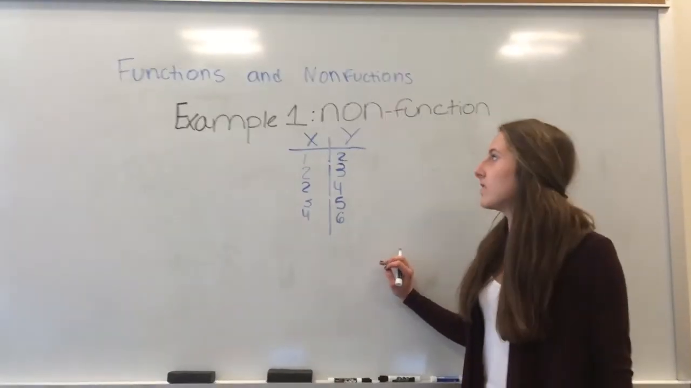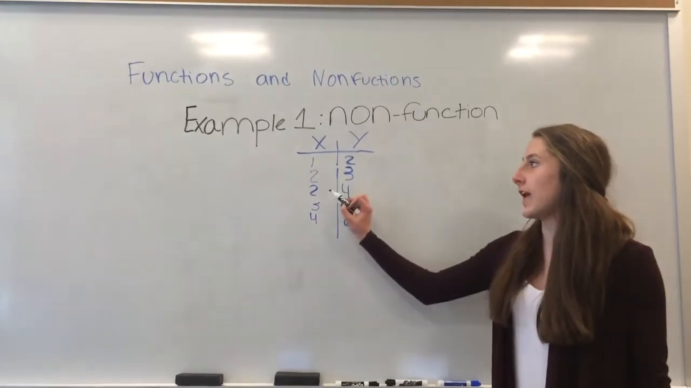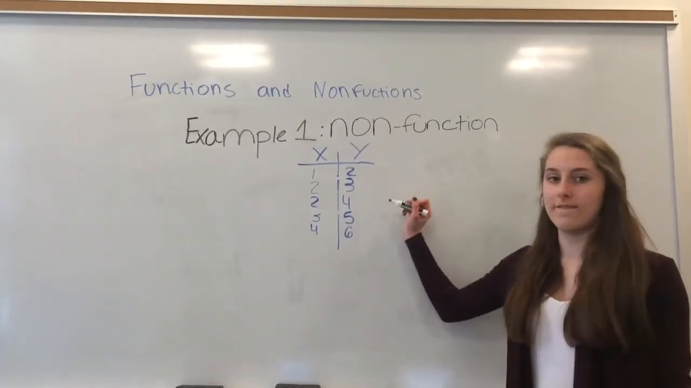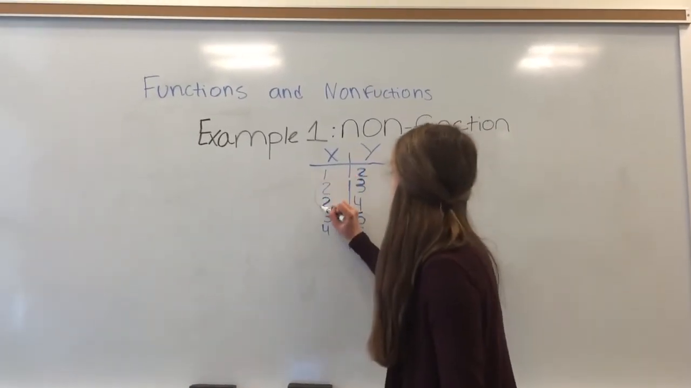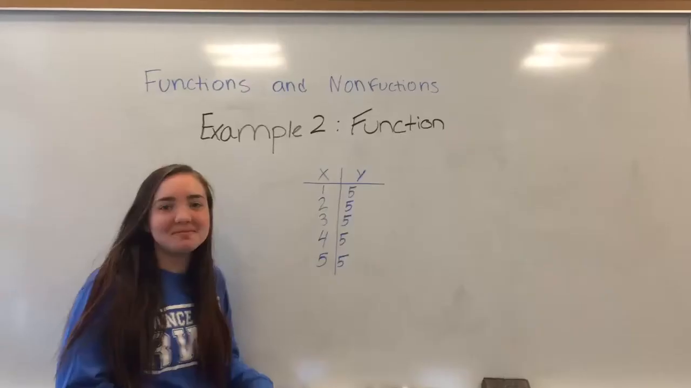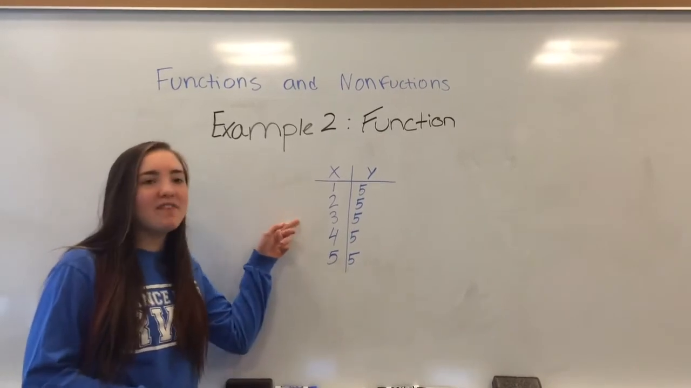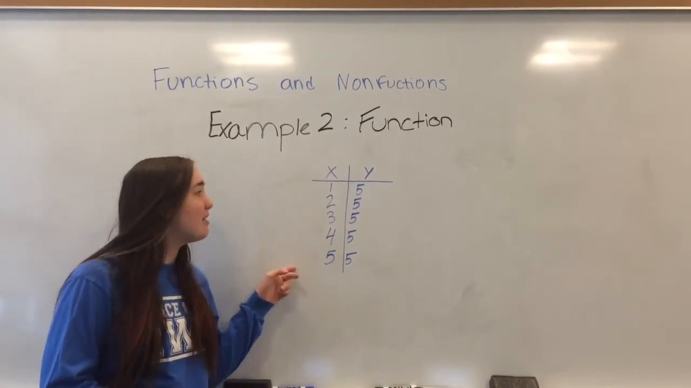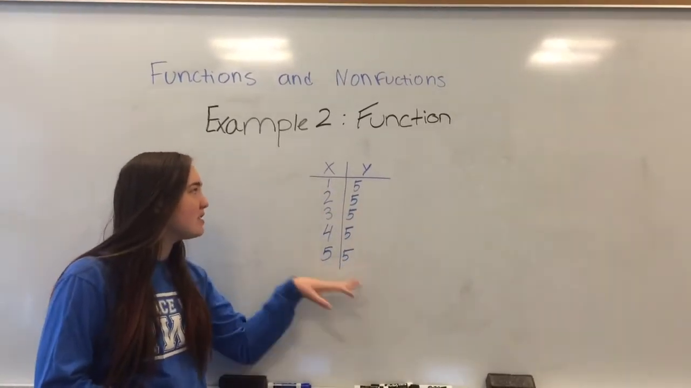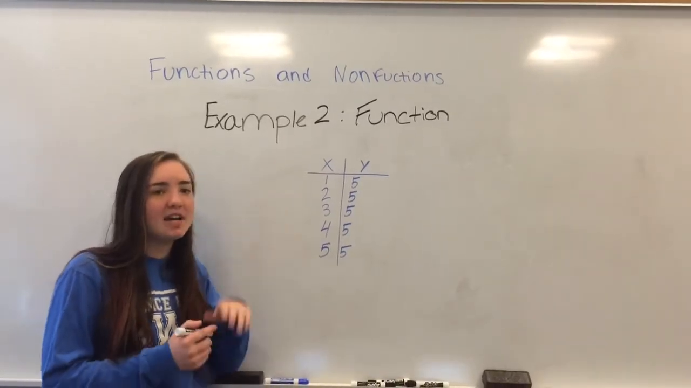This is an example of a non-function table because there is an x value with more than one y value, as you can see right here. This is an example of a function because every x value has only one y value. Even though all of the y values are the same, every x value still only has one.